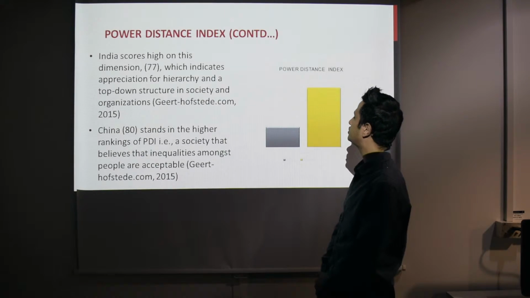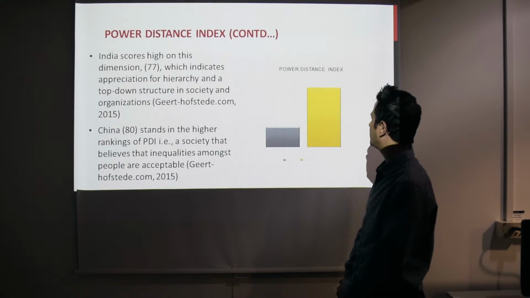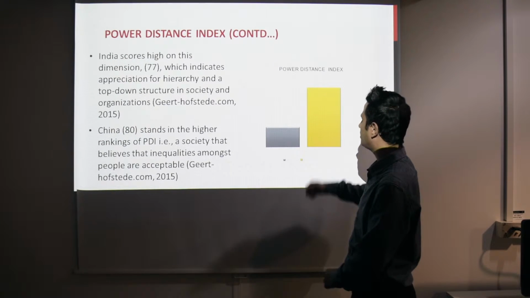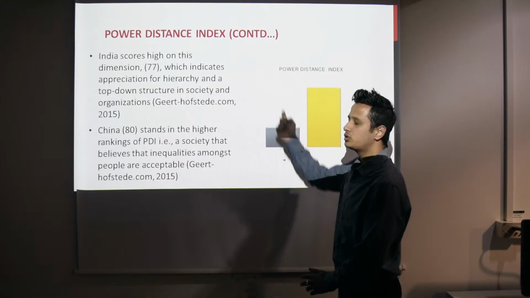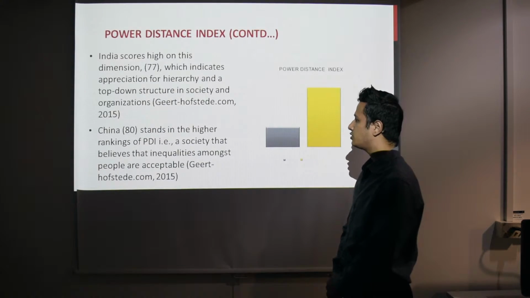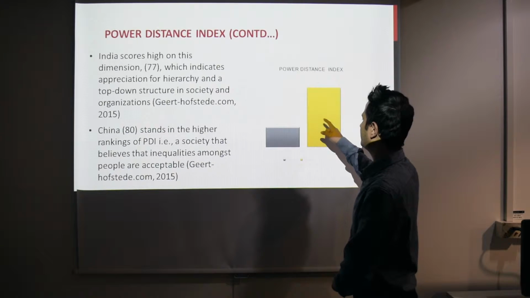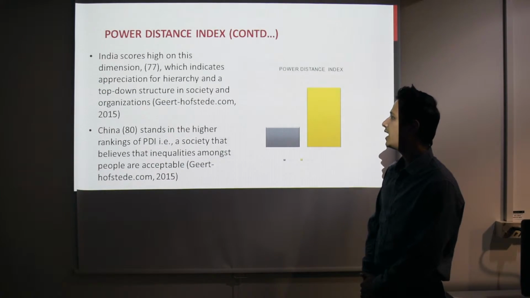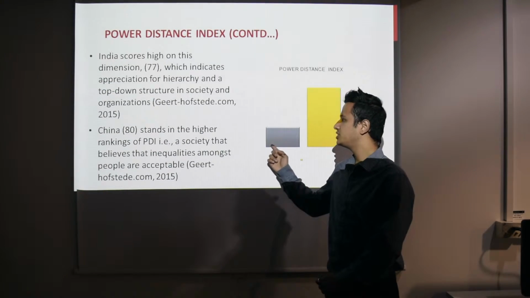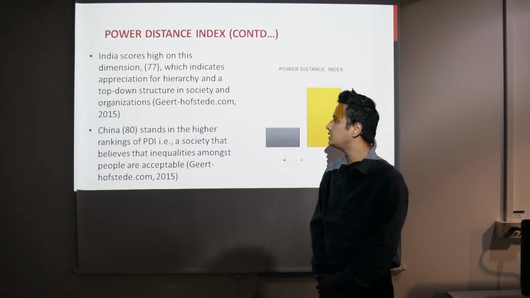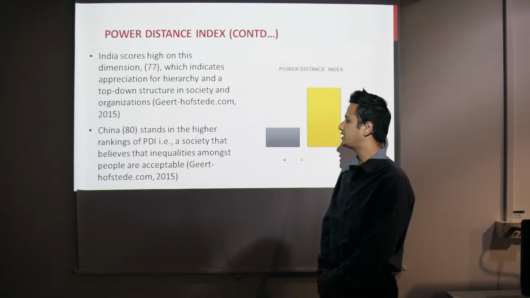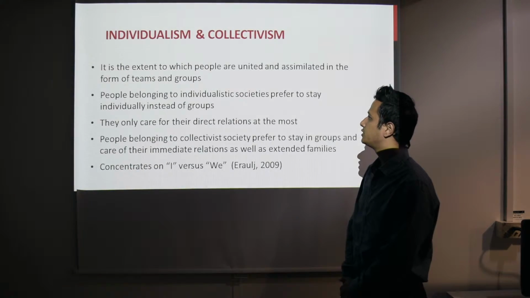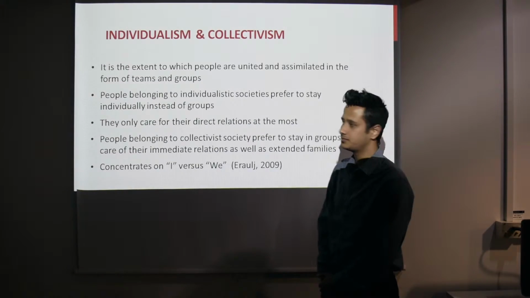So we move to the next chart. In the chart we can clearly see that China has the higher ranking on the PDI, which is almost 80%, and that denotes a society that believes that inequalities among people are acceptable. And in India, which is just maybe 77%, they do not accept any sort of inequalities among any one of them. So next slide we have individualism and collectivism.